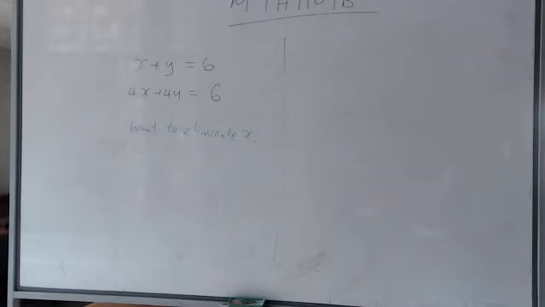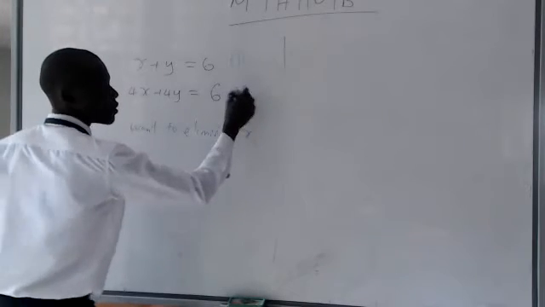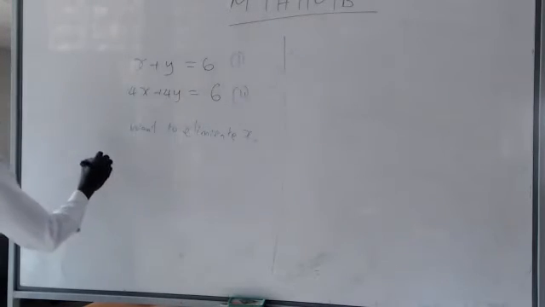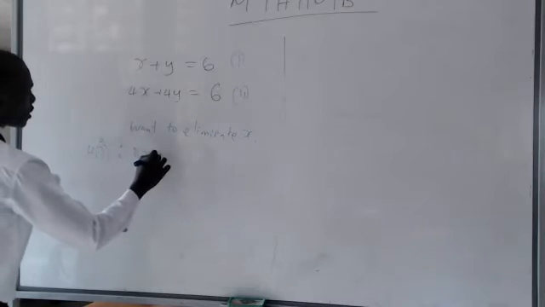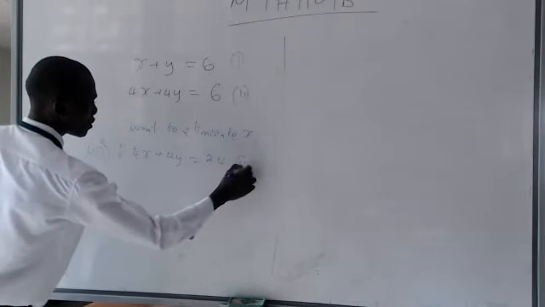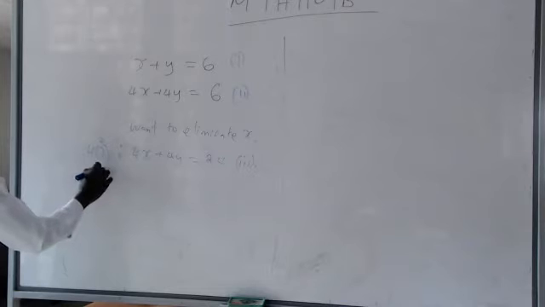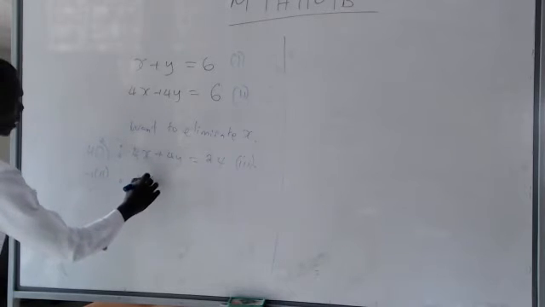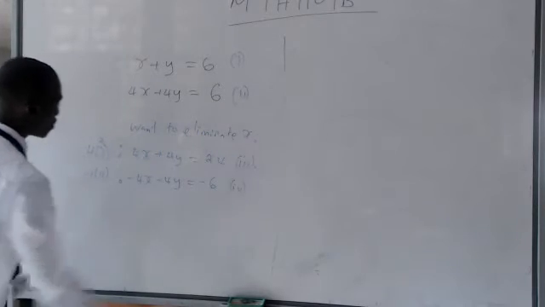Yes, we can multiply the first equation by 4 and the second one by -1. So this is the first equation, second equation. Multiply this one by 4. 4 times the first equation gives us 4x plus 4y, well, that's 24. This is our third equation. Then multiply the second one by -1, so -1 times equation 2 gives us -4x minus 4y is -6. That's our fourth equation.